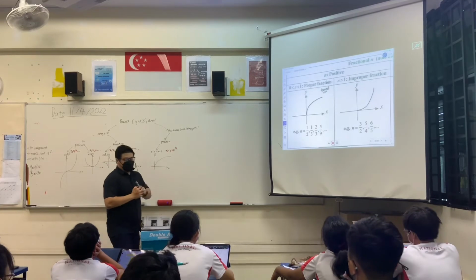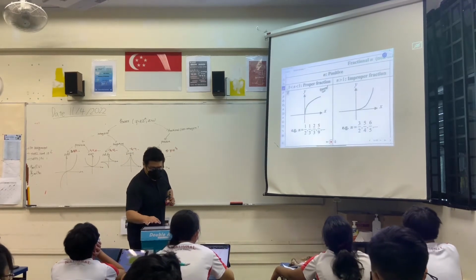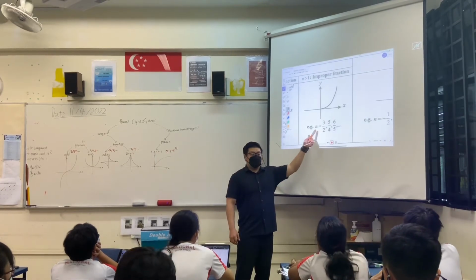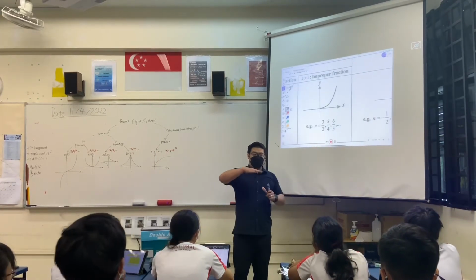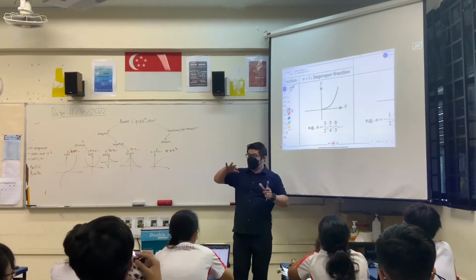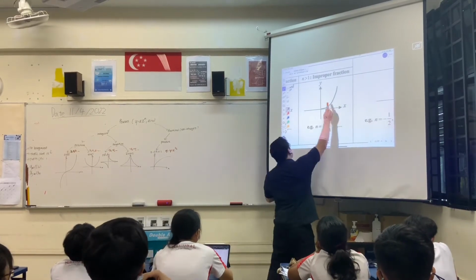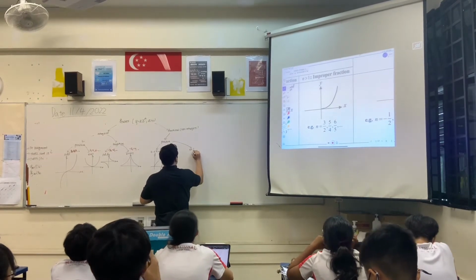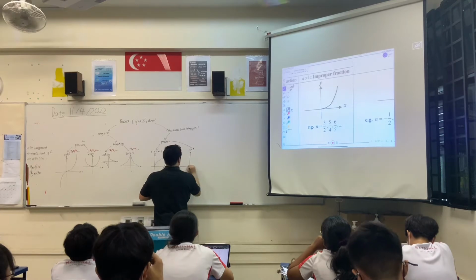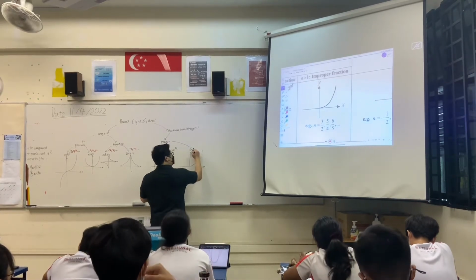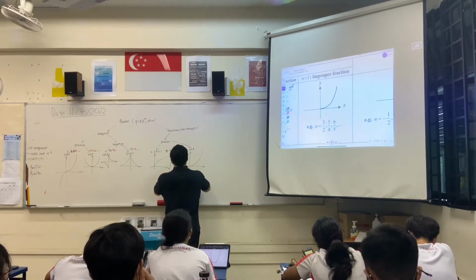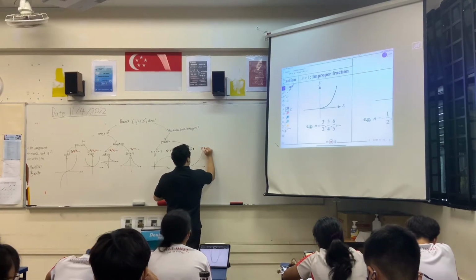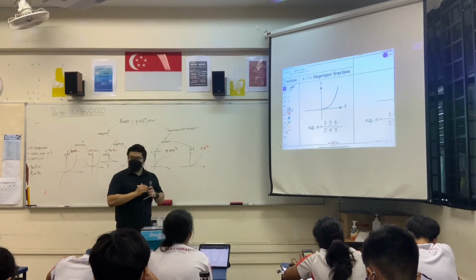But if it's improper, for example 4 over 3, if the power is more than 1, the curve is being pushed up exponentially. So if n is more than 1, then the graph will be going upwards this way. For example, y equals x to the power 4. But there's quite a lot.